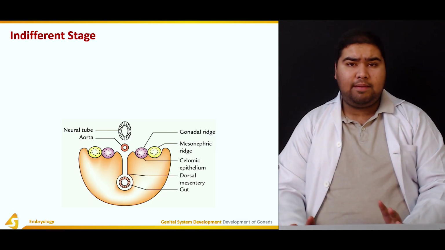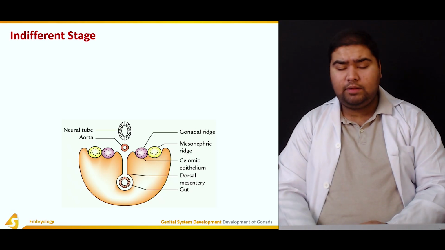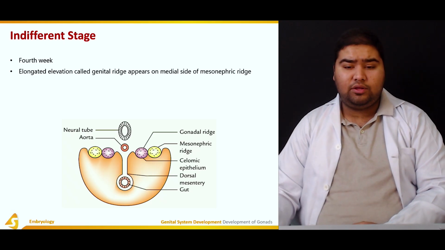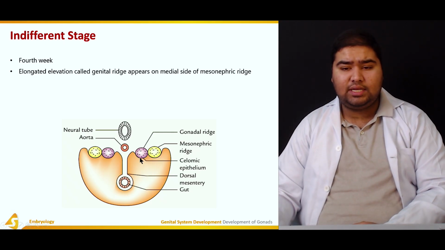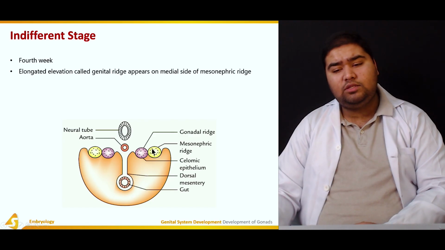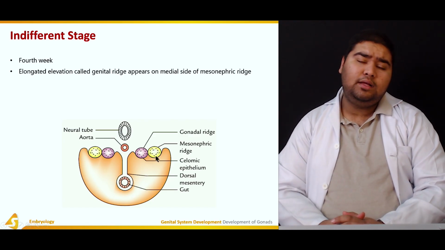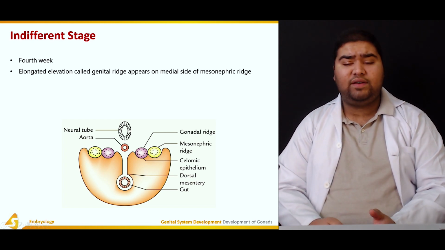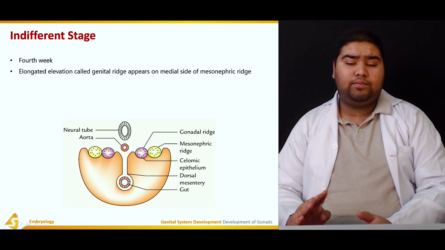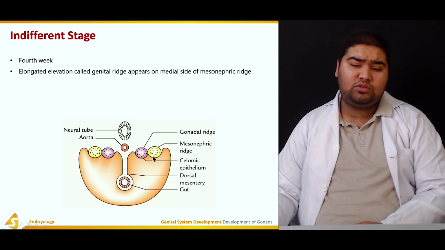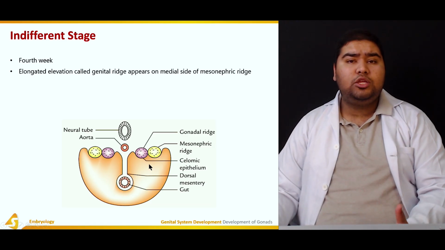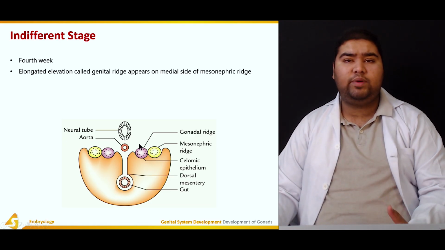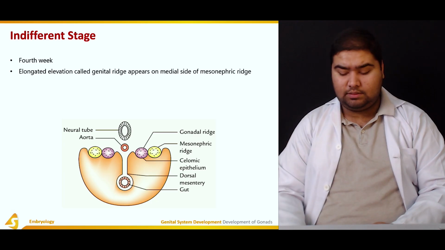The embryo is now at the 4th week of development. There is an elongated elevation called the genital ridge. Here you can see this is the genital ridge on the medial side of the mesonephric ridge. I have talked about this earlier. A urogenital ridge has been formed. This urogenital ridge then divides to form a laterally lying mesonephric ridge, which is responsible for the formation of the urinary system, and a medially lying gonadal ridge, which is responsible for the formation of the genital system.